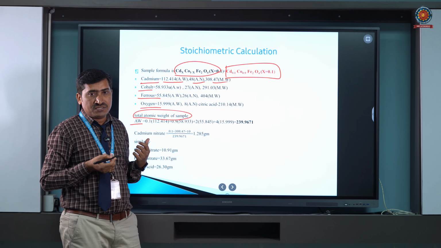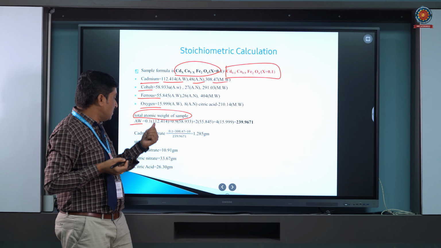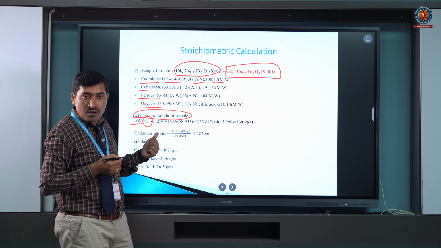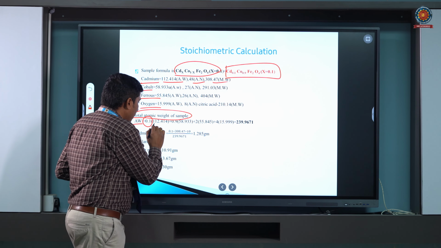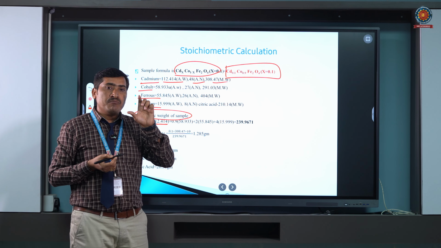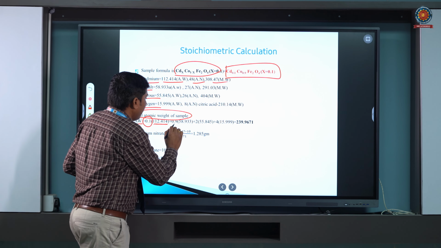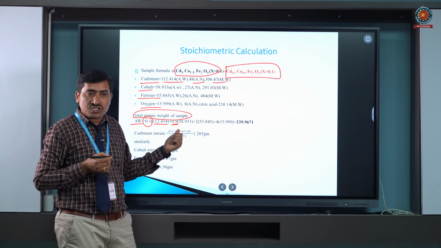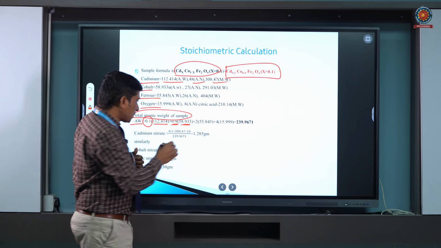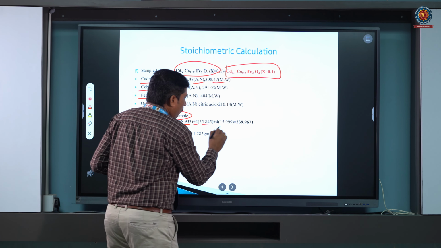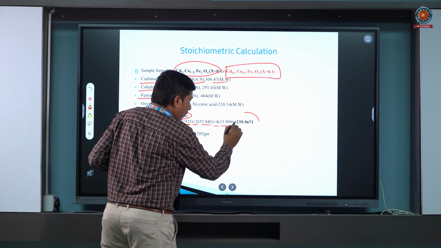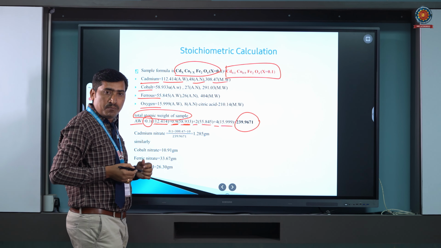How do we calculate the total atomic weight of the sample? 0.1, the mole percentage of the cadmium, times its molecular weight, which we collect from the sample bottle. Then we multiply 0.9, the concentration of cobalt, times the molecular weight of the cobalt. Next, 2 times iron, 4 times oxygen. Finally we get the total atomic weight of the sample.